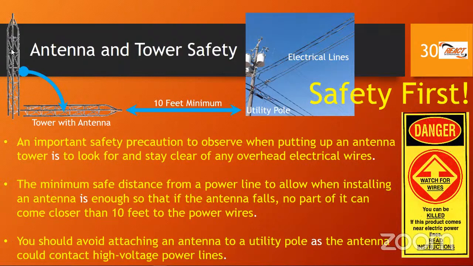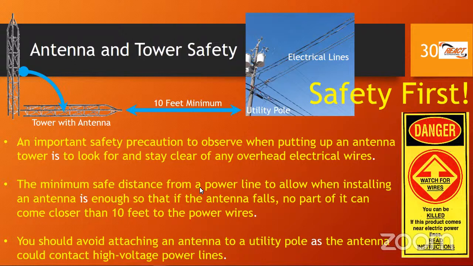So if this tower were to get loose, or while you're putting it up something slips and it falls down, or maybe due to high winds something disconnects and the antenna falls, you don't want it falling anywhere near the electrical line. So make sure that if the antenna tower were to fall down like this, you have a minimum of 10 feet distance. And that's the second bullet point.